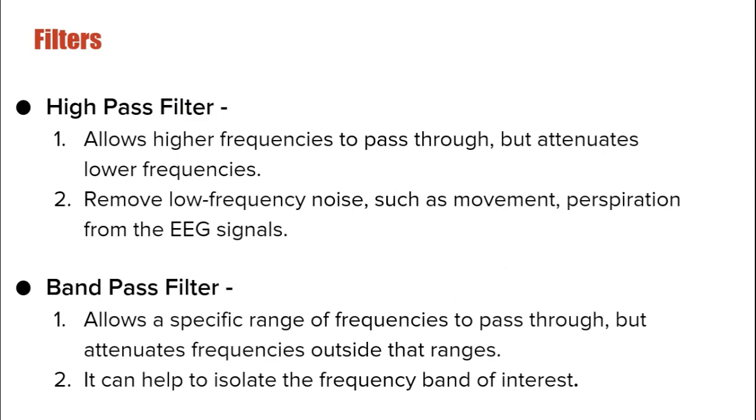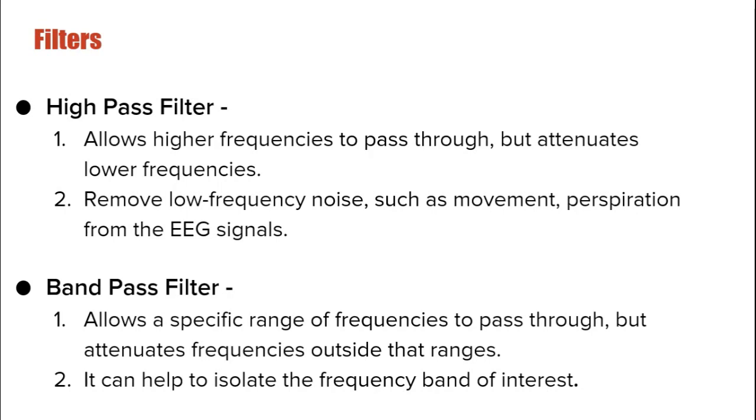The third one is the high pass filter. Similar to the low pass filter but opposite in function, it passes the high frequencies and attenuates the low frequencies, so that we can remove low frequency noises from the signal, like the movement and respiration of the body. The fourth is the band pass filter.